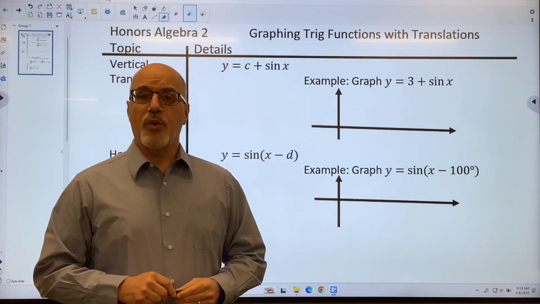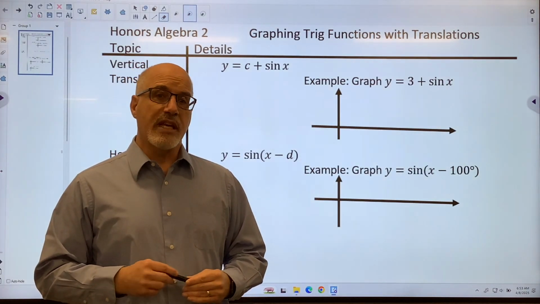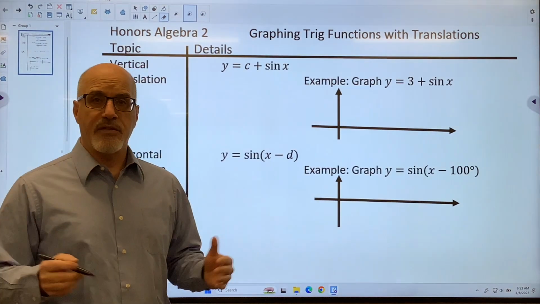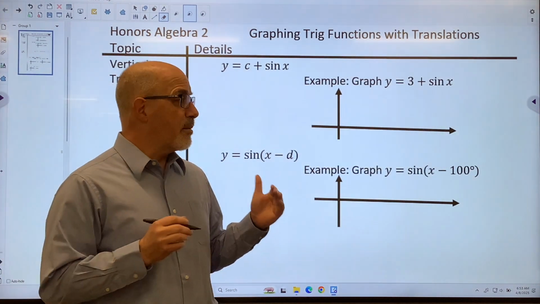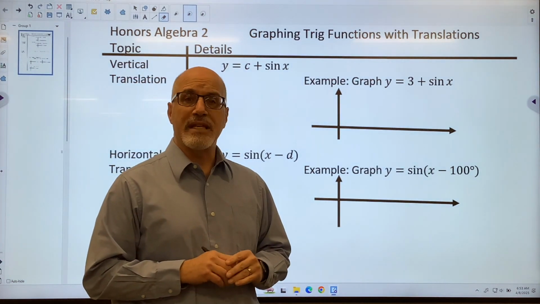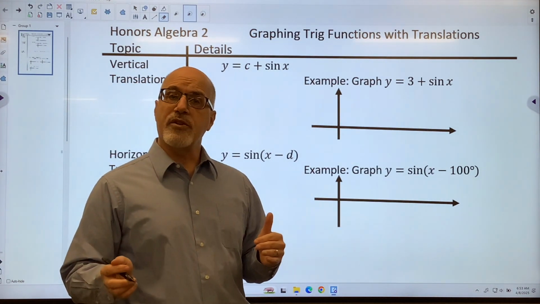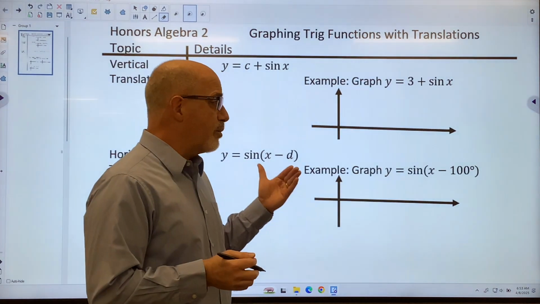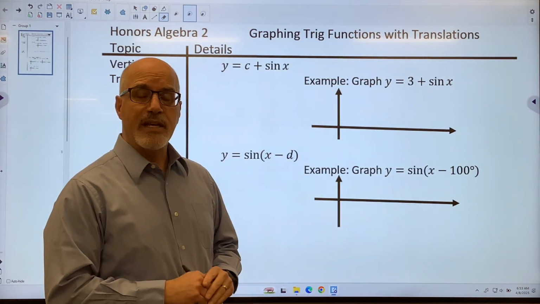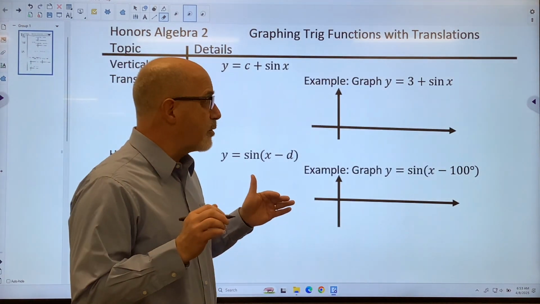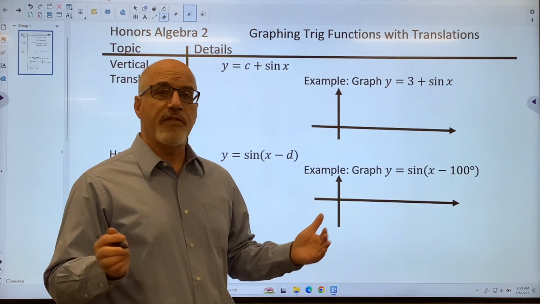We finally reached the point where we can work with the translations of the trig graphs. So our objective for this lesson is to be able to translate the trig graphs. The model we'll use for this lesson will be sine. It does work with the other trig functions as well, and we'll work with degrees here, though it does also work with radians.